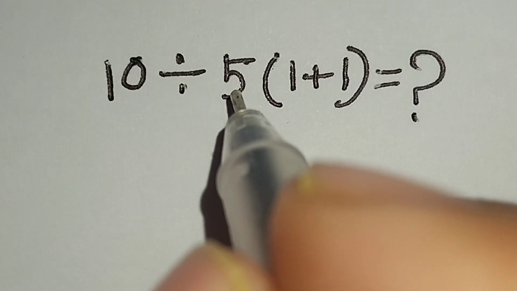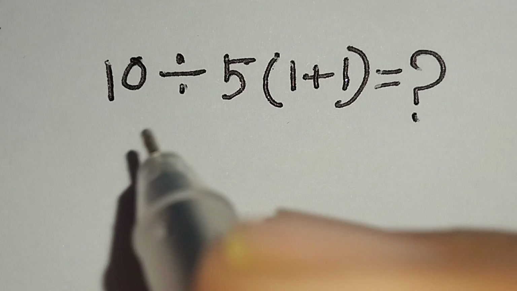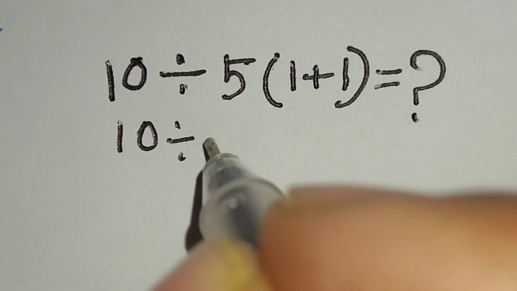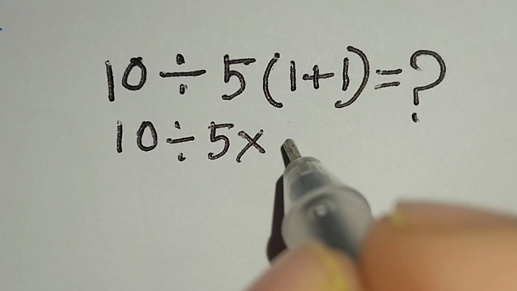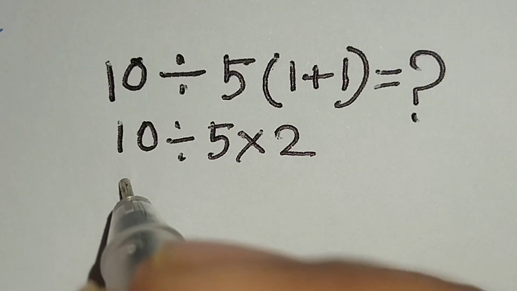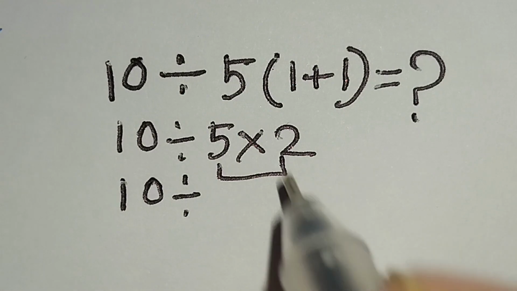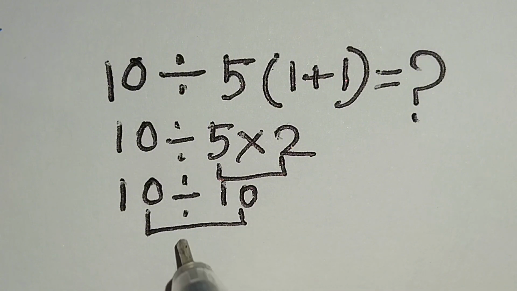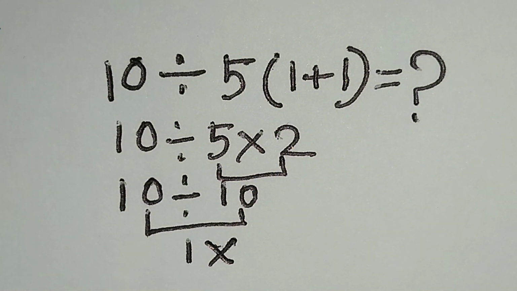10 divided by 5 (1 plus 1) equals what? Here, this 10 divided by this 5 multiplied by this (1 plus 1) gives us 2. 10 divided by this 5 times 2 gives us 10. 10 divided by 10 gives us 1. But this answer is not correct.